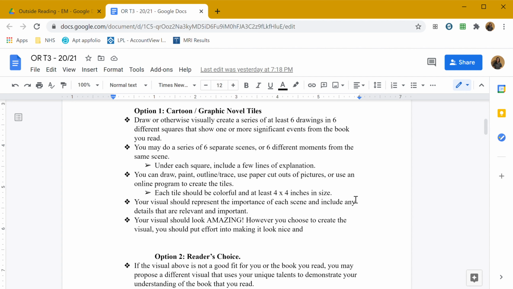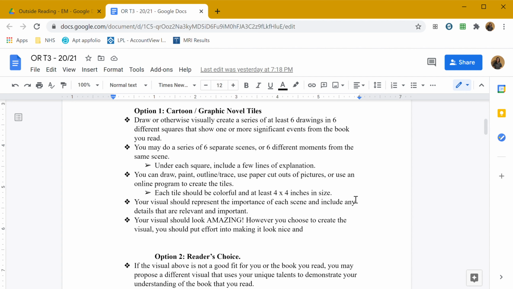For each tile, ideally you're making it colorful. It should be, I'm saying, 4 by 4 inches in size, just because it should be large enough that people can see it. I'm going to display these in the classroom, and so you want to make sure that they're big enough to be viewed by other people.